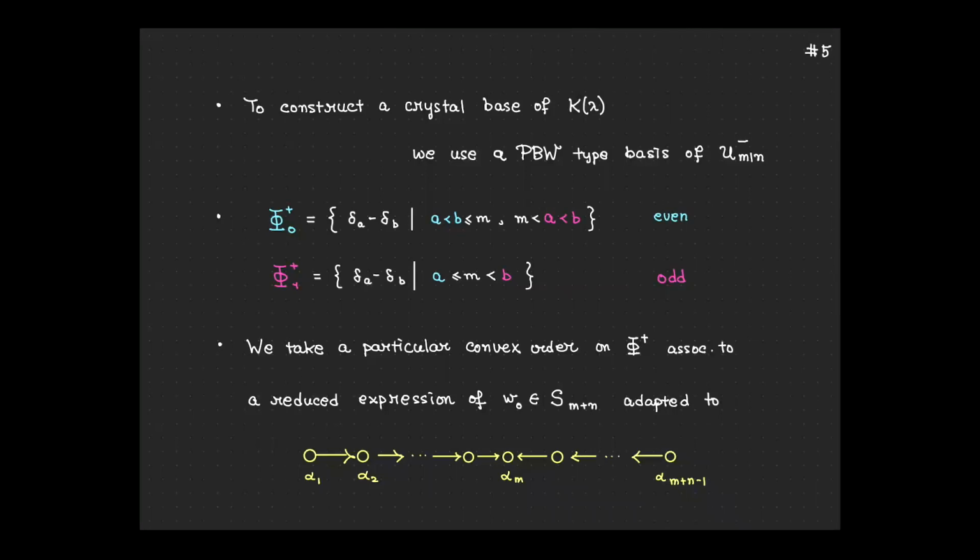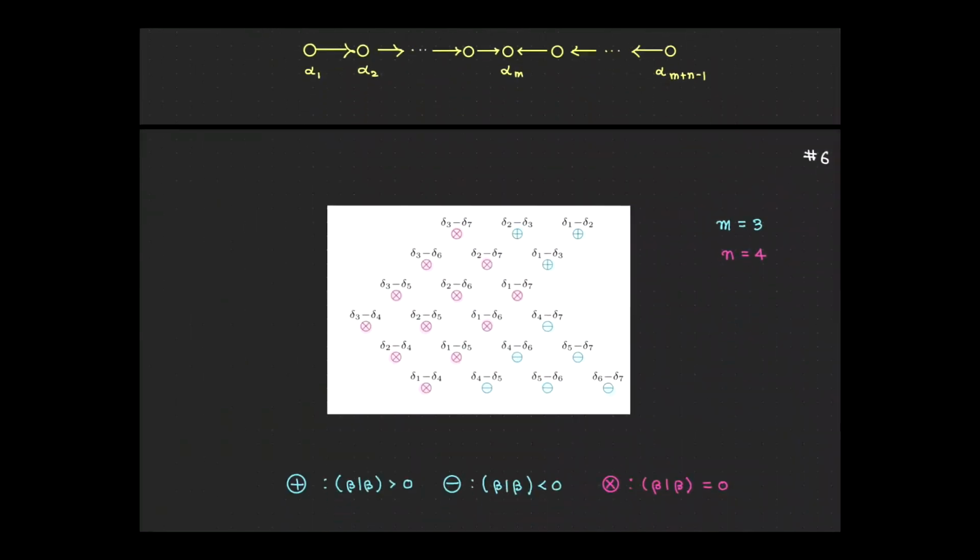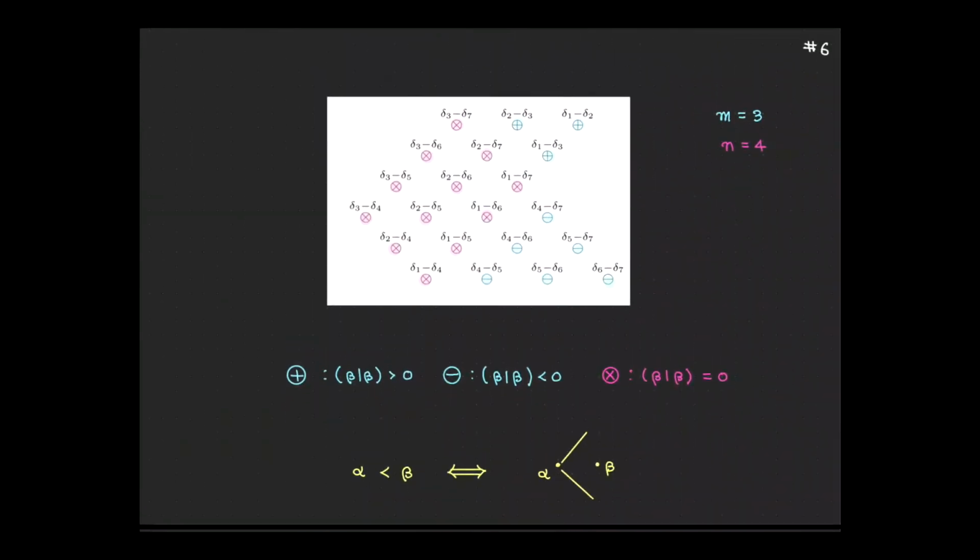So we choose a special reduced expression of the longest element of this symmetric group. Then we have a corresponding convex order on the set of positive roots of this type A. If we visualize the convex order corresponding to that reduced expression, then it looks like this. You may notice that it is one of the orientations of the quiver of type A.